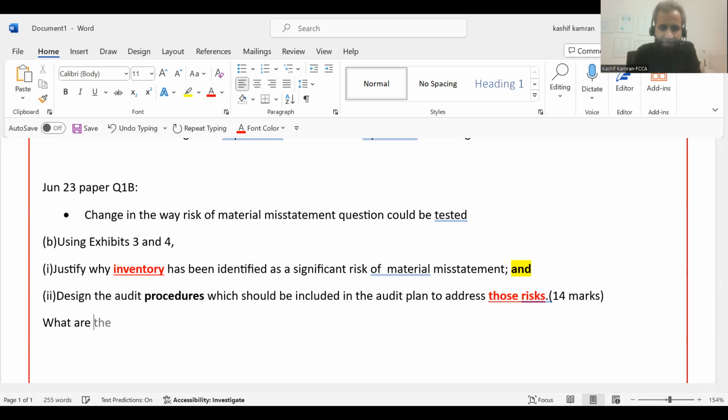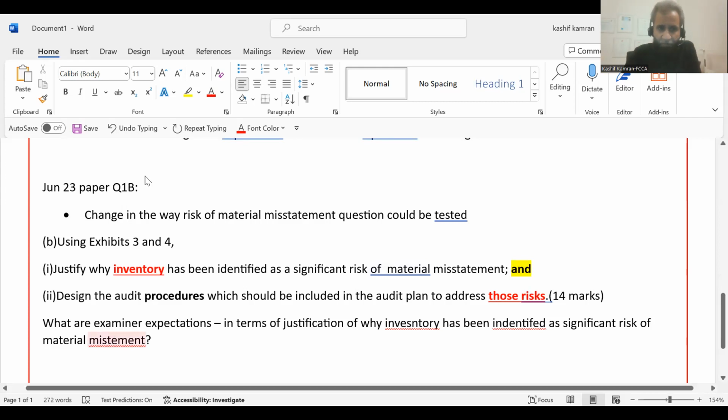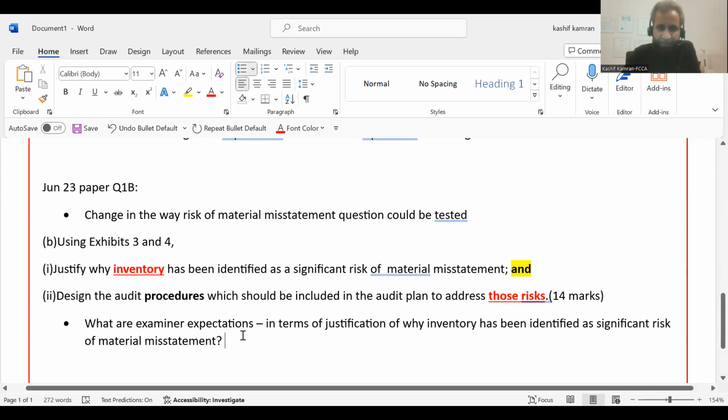What are examiner expectations in terms of justification of why inventory has been identified as significant risk of material misstatement? So we are not doubting why inventory is a significant ROM. We just need to justify why it has been identified as a significant risk of material misstatement. So we'll see the approach to the answer on the day 3, and we'll see the marking schemes of that.